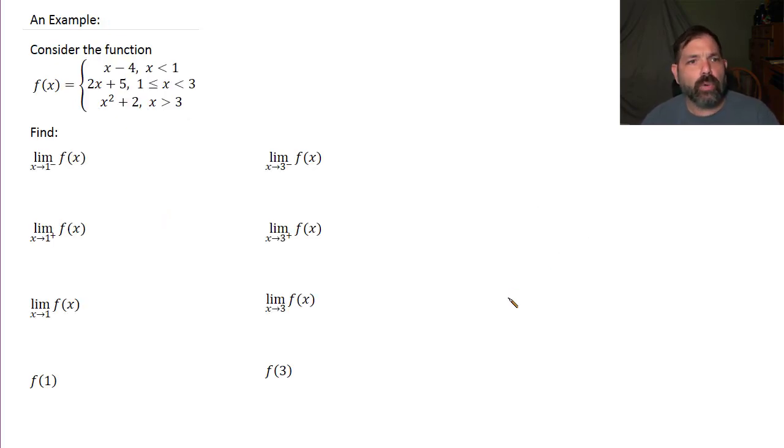All right, so here's an example. We have a function. It's a piecewise defined function defined in 3 pieces. The function is defined as x minus 4 if x is less than 1, 2x plus 5 if x is between 1 and 3, and x squared plus 2 if x is greater than 3.